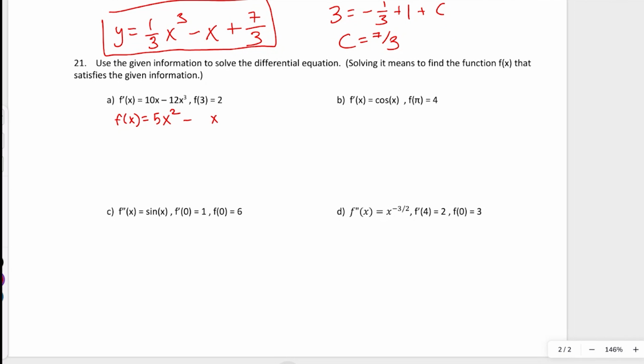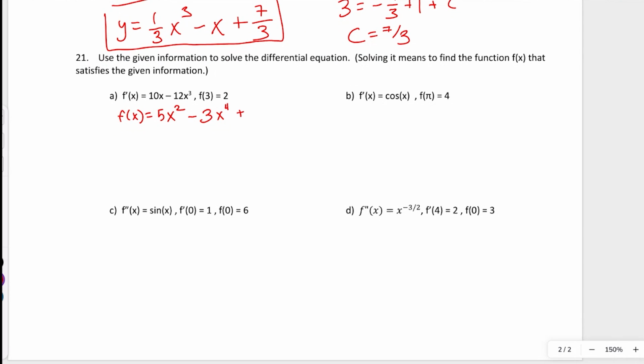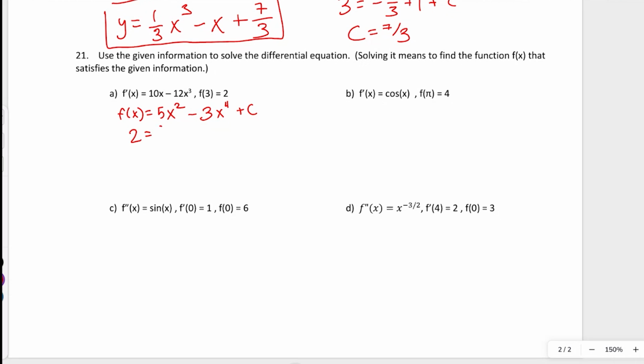So f is going to be, let's see, x squared, 10 divided by 2 is 5, so 5x squared minus, we got x to the fourth, and then 12 divided by 4 is 3, so minus 3x to the fourth, plus c. Now, if I know that f of 3 is 2, I can say that 2 equals 5 times 3 squared minus 3 times 3 to the fourth plus c, so that I can find my c.